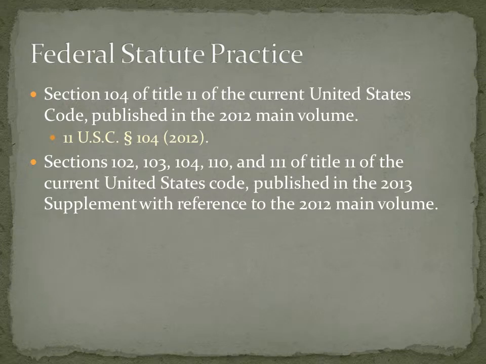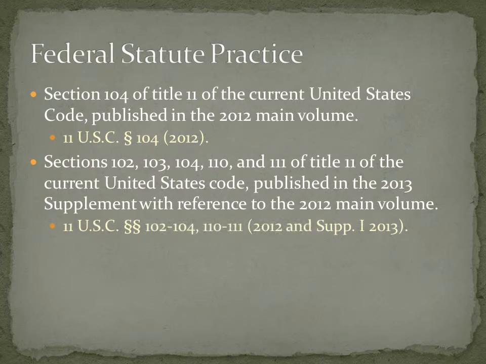Let's give this a shot. Sections 102, 103, 104, and 110 and 111 of Title 11 of the current United States Code, published in the 2013 supplement with reference to the 2012 main volume. Go ahead and give it a pause. Hopefully you have something like that. Now I kind of tricked you with the consecutive and non-consecutive thrown in there, and the supplement, so that one is a little more confusing, but hopefully you still got it.